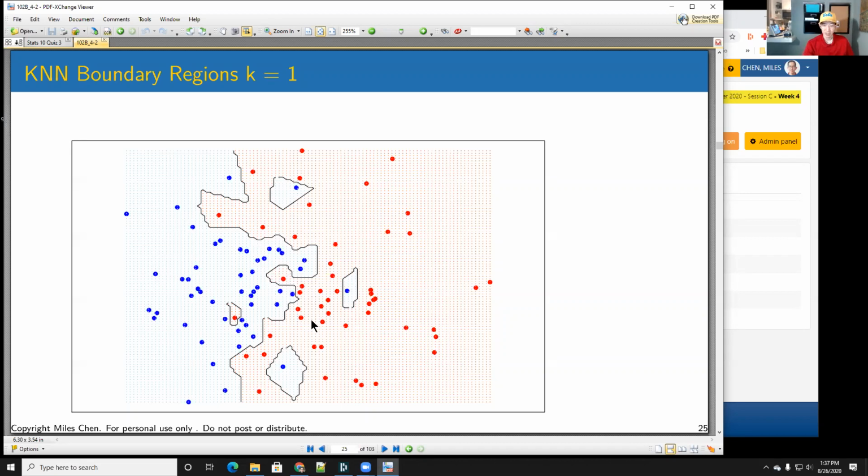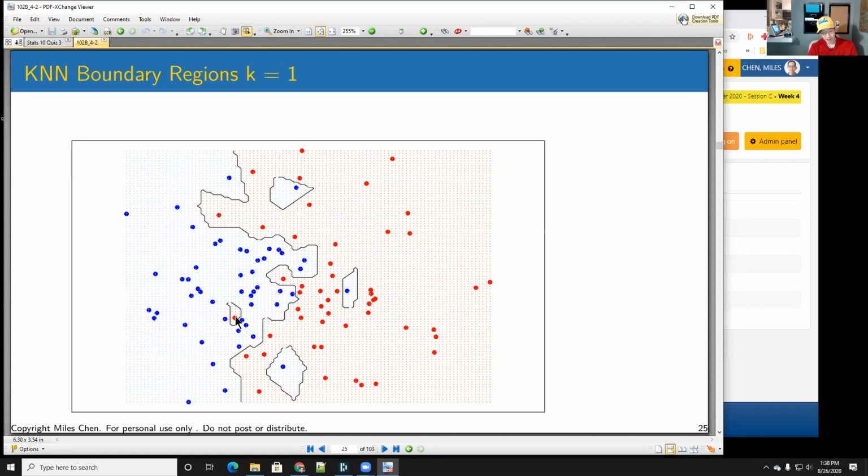And here in the region with k equal to 1, one thing about k equal to 1 is that there's going to be no misclassifications in your training data, right? So in the training data, no dots will get misclassified because you're using k equal to 1. Nothing will get misclassified. And so this is the red region, and this is the blue region, and this is the boundary that forms.